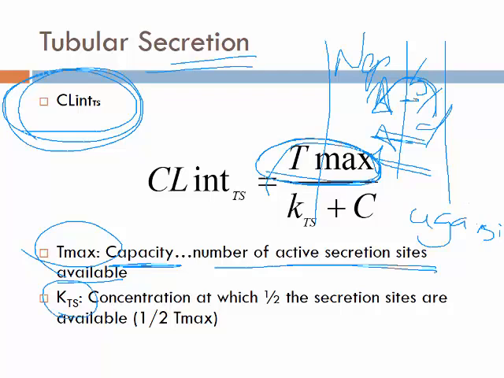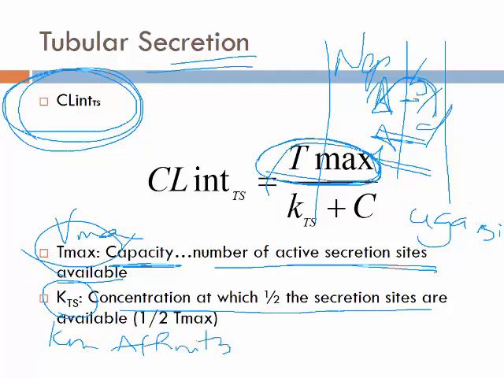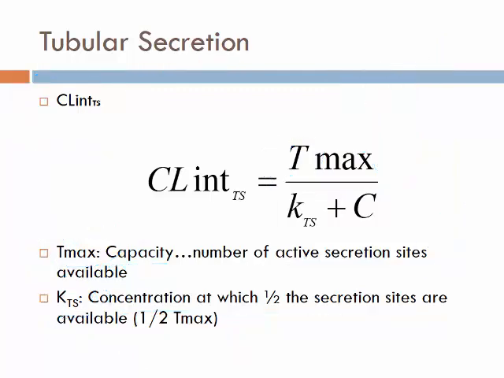Then there's also your KTS, which again is analogous to our KM. So this is analogous to Vmax. This is analogous to KM, and it's our affinity. It's a concentration at which half the secretion sites are available. So at half Tmax, what's the concentration? Again, this is how attracted the drug is to that secretion site. So guess what there's going to be? Competition for those secretion sites. Which means it's a good source of drug interactions.